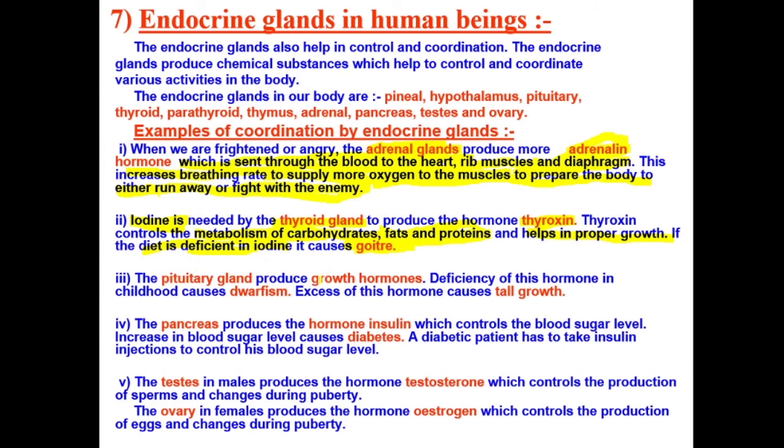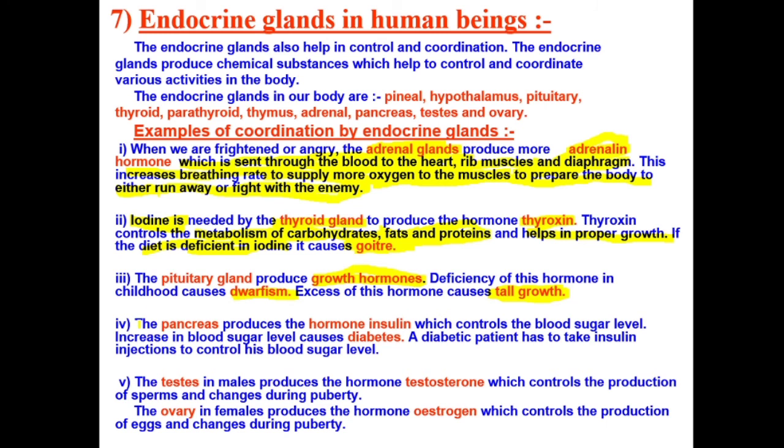Okay, next is the pituitary gland. The pituitary gland mainly produces growth hormone, which helps you to grow. If there is less growth hormone, obviously you will grow less. That is called dwarfism. If it is more, then you will grow more. That is not called tall growth. That is called gigantism. Okay, write in your copy. It is not tall growth, that is actually gigantism. Less growth hormone, dwarfism. More growth hormone, gigantism.